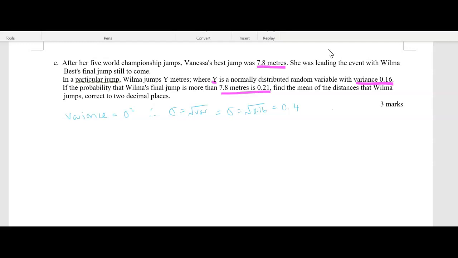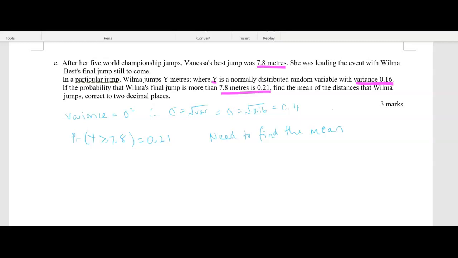All right. Now, what else have we got? If the probability that her final jump is more than 7.8, so the probability that Y is greater than or equal to 7.8 is equal to 0.21. Find the mean of the distances that Wilma jumps, correct to 2 decimal places. Okay, so we want to find the mean. Now the mean is not the same as Vanessa.